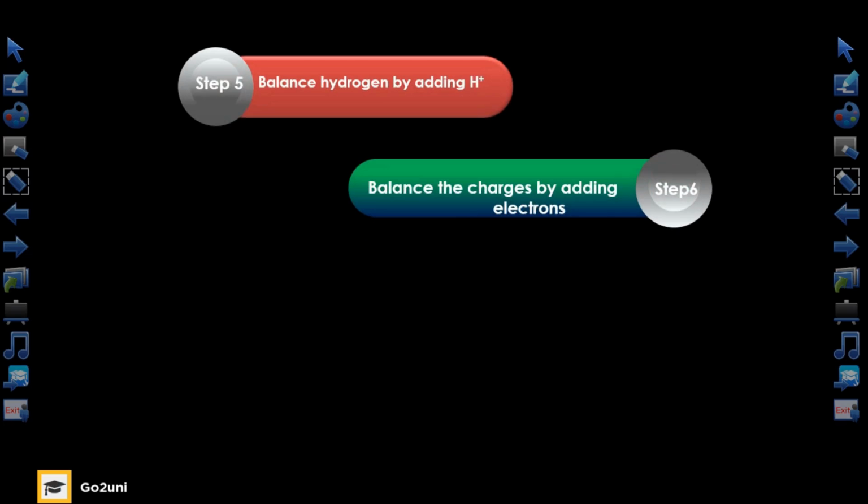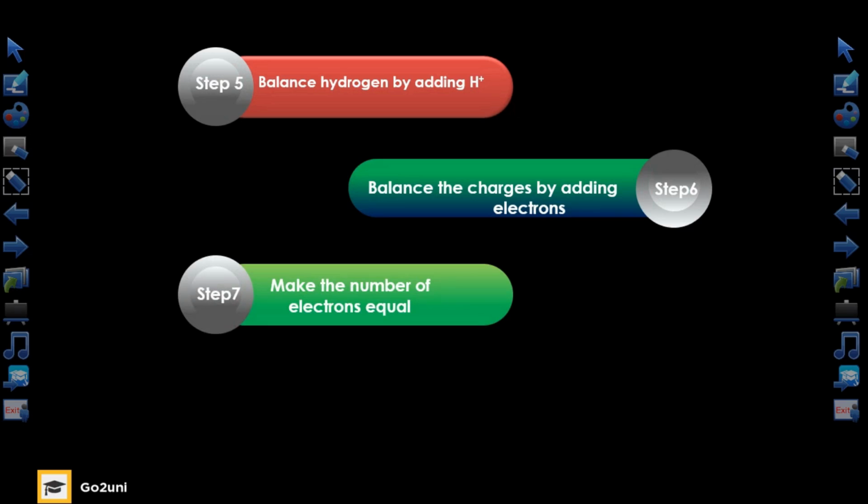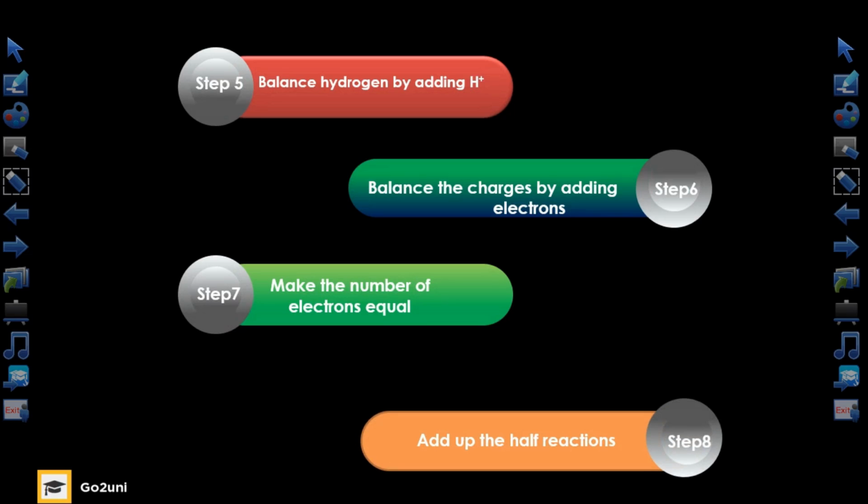And then we move ahead to balancing charges by adding electrons. After that, we make the number of electrons equal on both sides. And then we add up the half cell reactions. That is to say, the oxidation half cell and the reduction half cell will be summed up. And that gives us the steps for balancing a given redox reaction in an acidic medium.